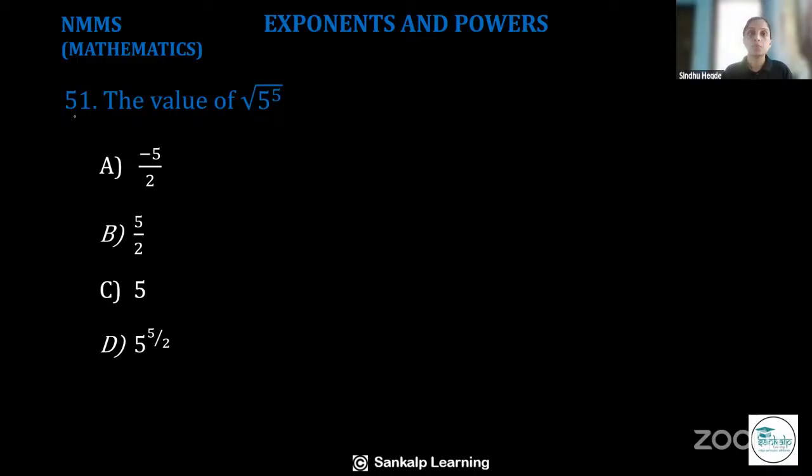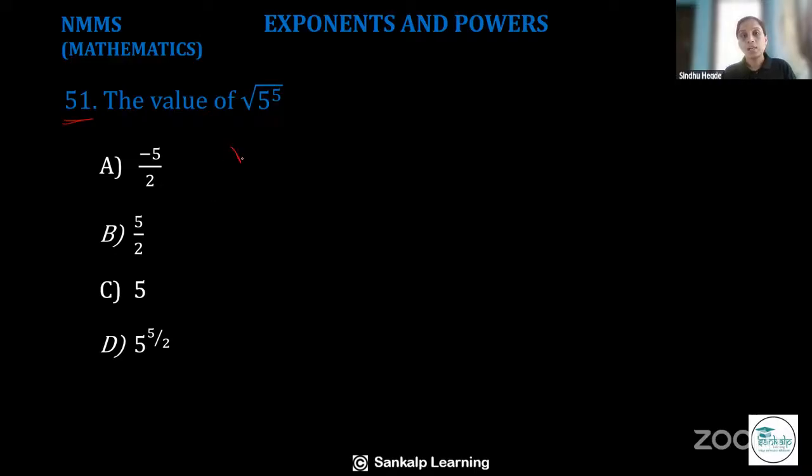Let us see question number 51 of the chapter Exponents and Powers. The value of square root 5 raised to 5 is what? Option A, minus 5 by 2. Option B, 5 by 2. Option C, 5. Option D, 5 raised to 5 by 2.